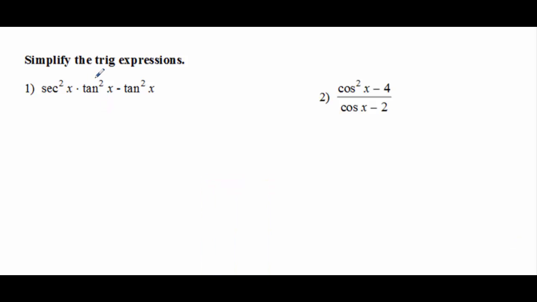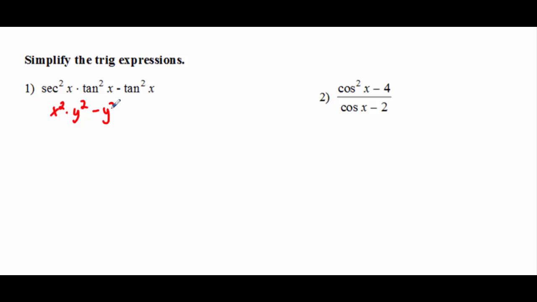Alright, we're going to start off with some trig identities and simplifying trig expressions here. And on both of these problems, what we need to do is factor. So if it helps you to think of it this way, we can pretend like this is just an algebraic expression, and if we do that, we would think of secant squared like it's x squared, and tangent squared, we think of that like it's y squared.